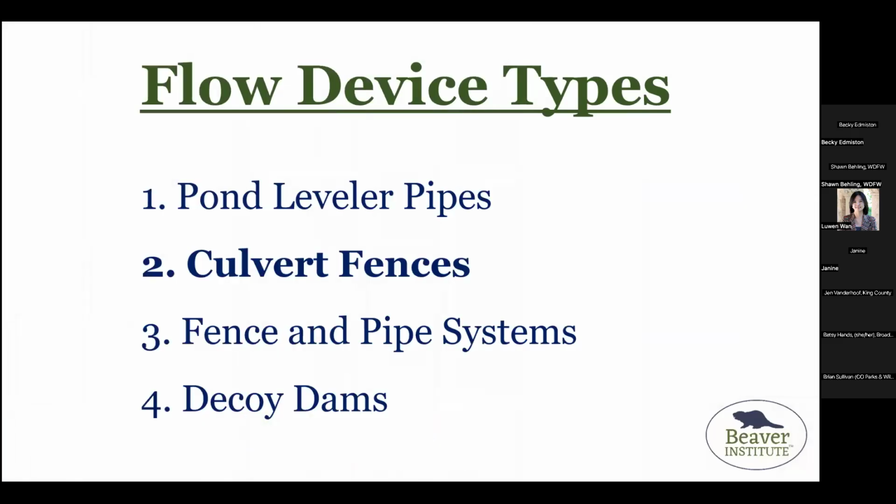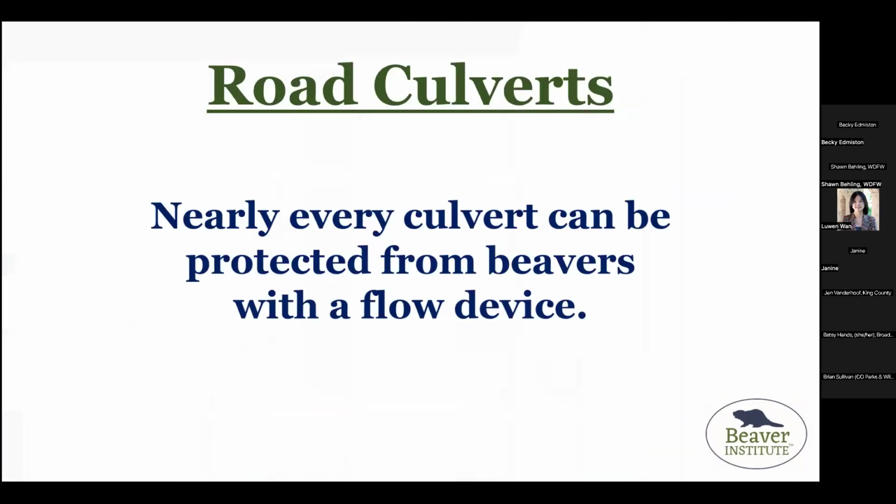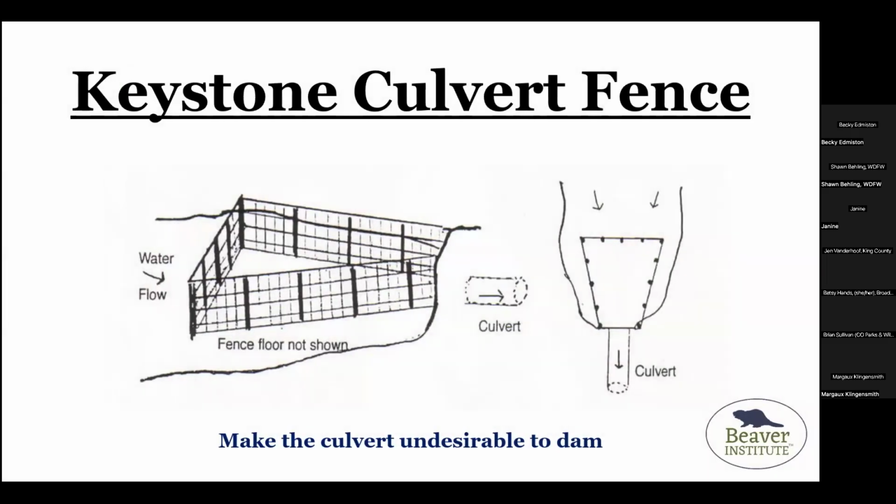All right, culvert fences. Fortunately, when it comes to road culverts, almost everyone can be protected. And I would say in my business, Beaver Solutions, probably 60% of what we do is protecting road culverts. They're just that attractive for beavers to want to dam, because to them, the culvert pipe looks like a hole in a dam. The road bed looks like a dam. So with a little bit of work, that whole road bed turns into a dam. So they're really attracted to do that.